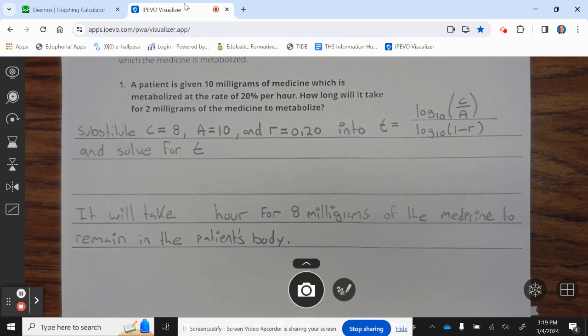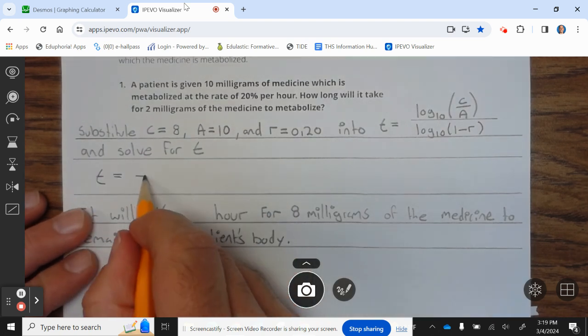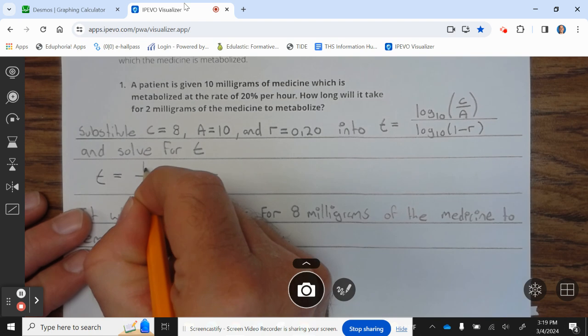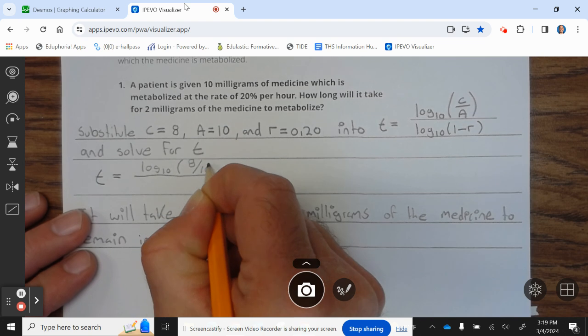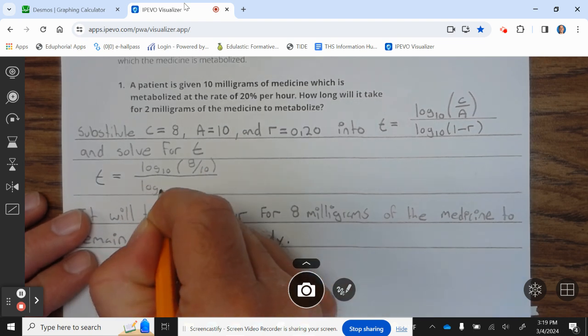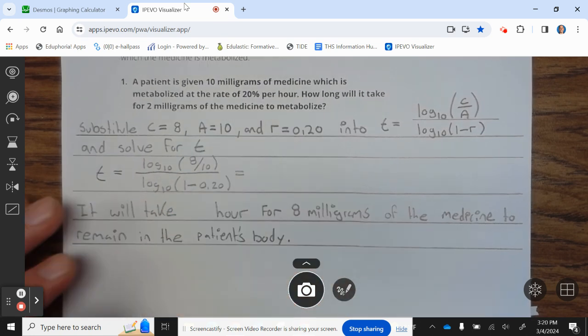A patient is given 10 milligrams of medicine, which is metabolized at the rate of 20% per hour. How long will it take for 2 milligrams of medicine to metabolize? So we're going to substitute C equals 8, A equals 10, R equals 0.20 into T equals log base 10 of C divided by A divided by log base 10 of 1 minus R, and solve for T. So T equals log base 10 of 8 divided by 10 divided by log base 10 of 1 minus 0.20. Let's go ahead and plug that in Desmos.